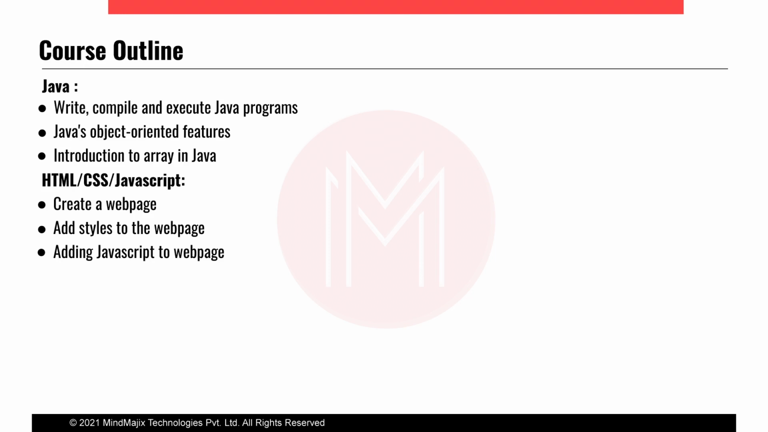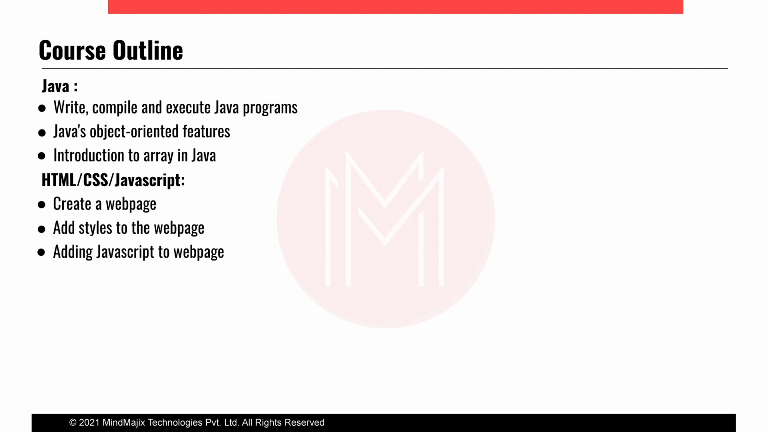programs, compile them, execute them, and the basic functionality of Java, the object oriented features. We'll be starting after some days of training with the object oriented features of Java, and an introduction to arrays will be a good start for the demo. And for HTML, CSS, and JavaScript, we'll be starting with a web page and adding styles to the web pages.